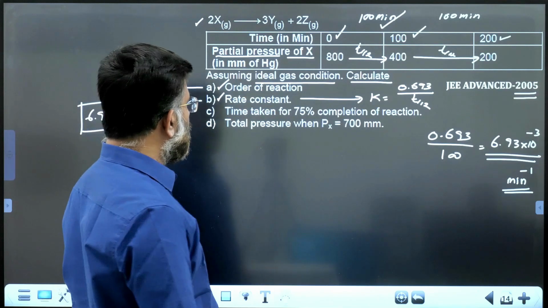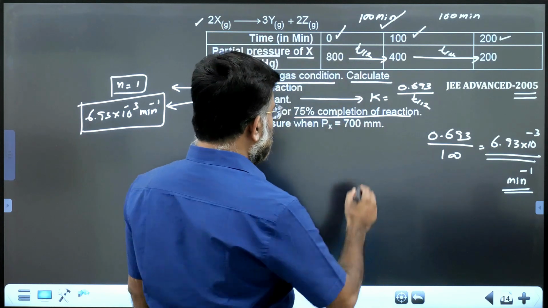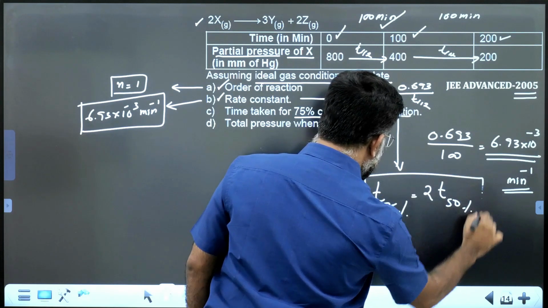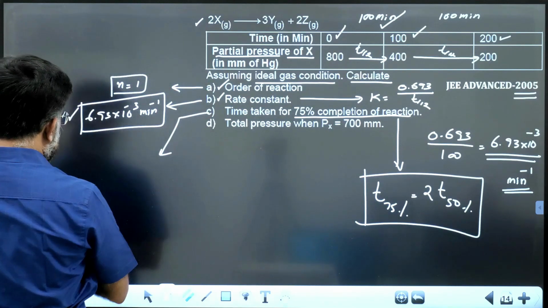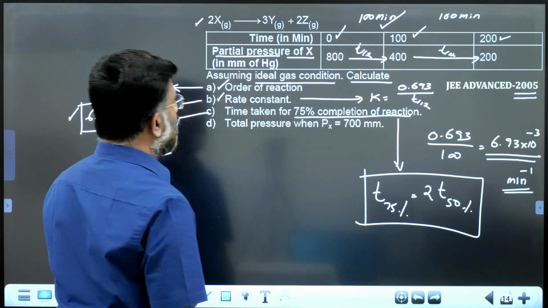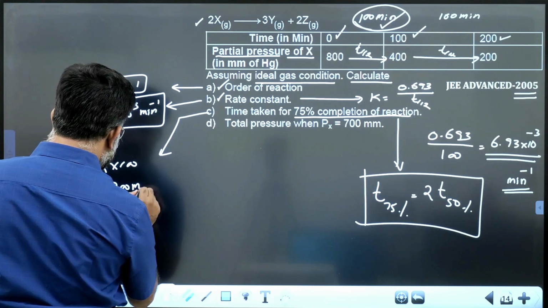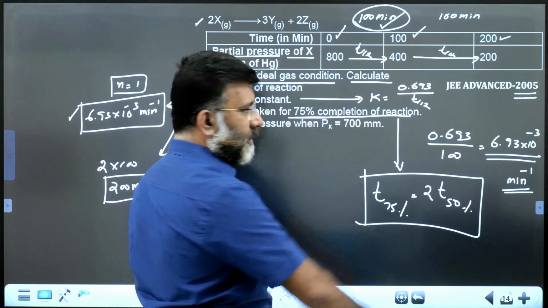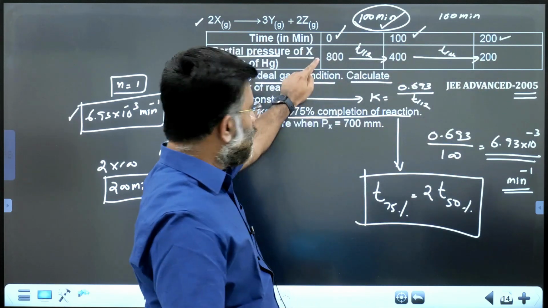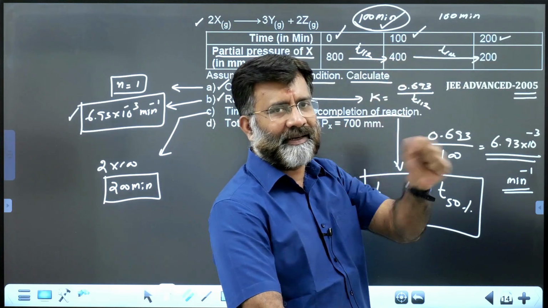Third one, time for 75% completion. I don't have to tell you how to find out. Time for 75% is 2 times T half. T 75% will be 2 times T 50%. What is T half? T half is 100 minutes. So it is 2 times 100 minutes, that is 200 minutes. That will be the time for 75%. In fact, you are starting from 800, becoming 50%, 400, becoming 25% remaining, 200. That is 75% over. Only 25% remaining.